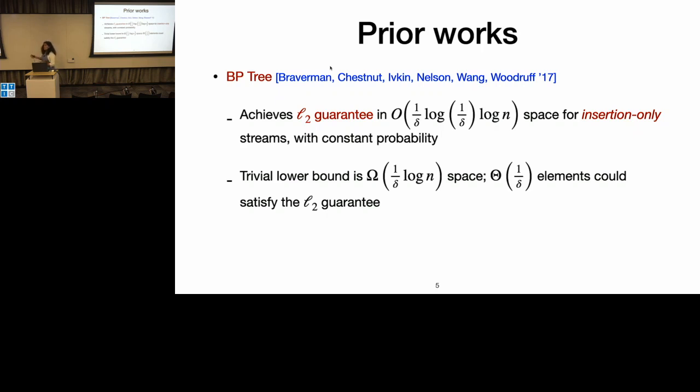If you're looking at delta heavy hitters, in the worst case you can have 1 over delta many heavy hitters, so you need 1 over delta times log n space. And the space they use is like 1 over delta log 1 over delta log n space.